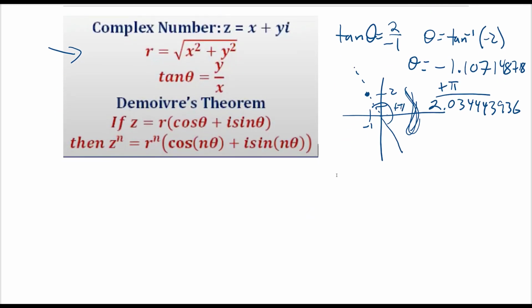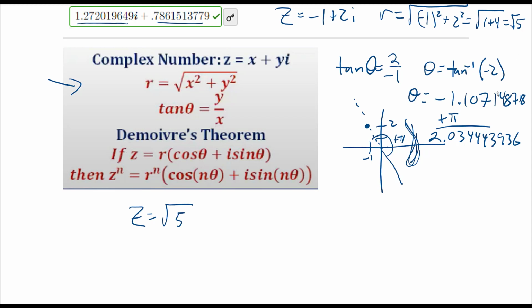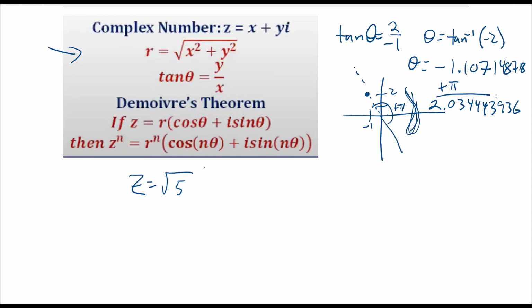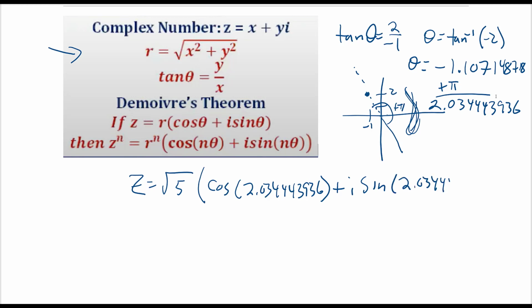Does theta round it off? I usually go 4 digits if I'm doing something like that. But okay, so now we're going to say our z is the square root of 5, so it's that r from up here, times cosine of 2.034443936 plus i times sine of 2.034443936.